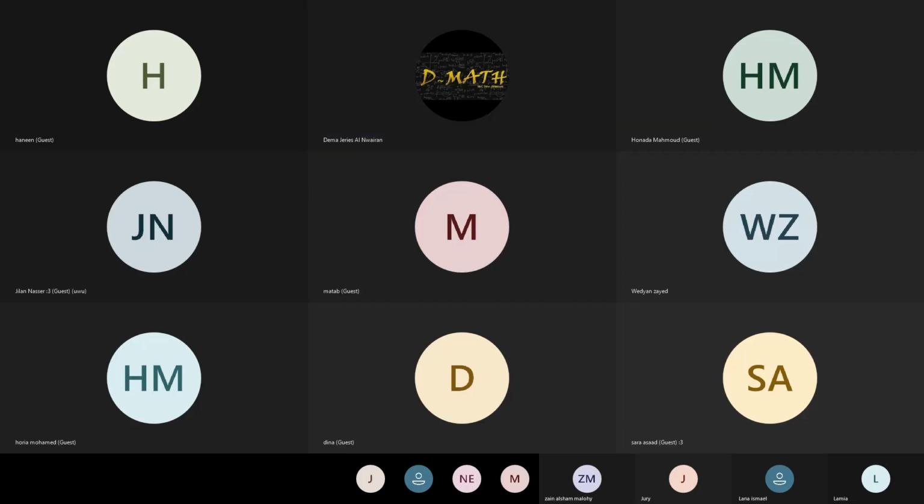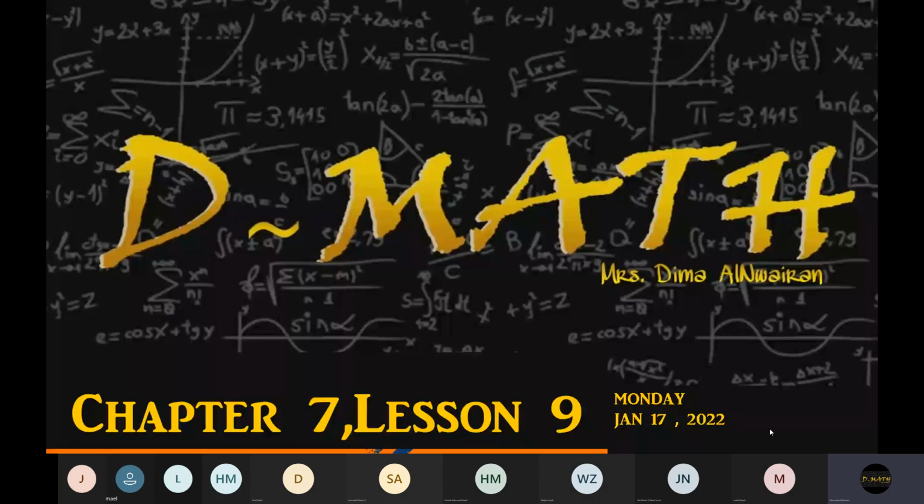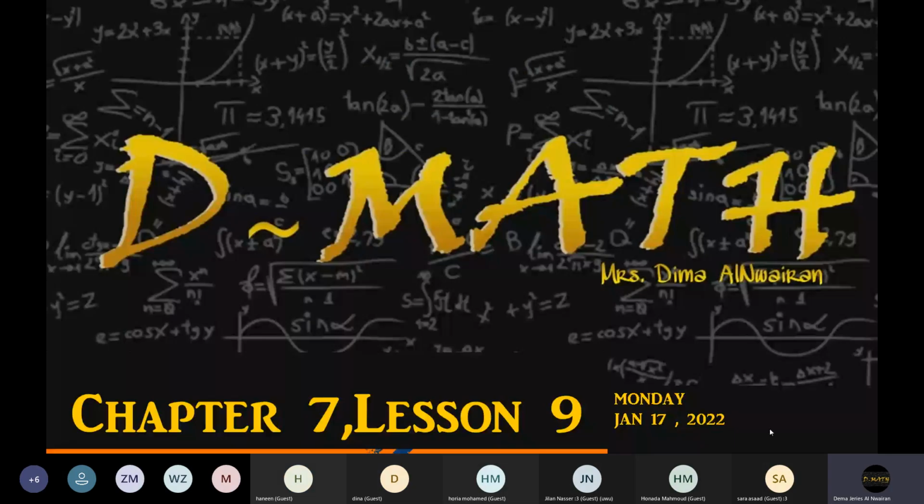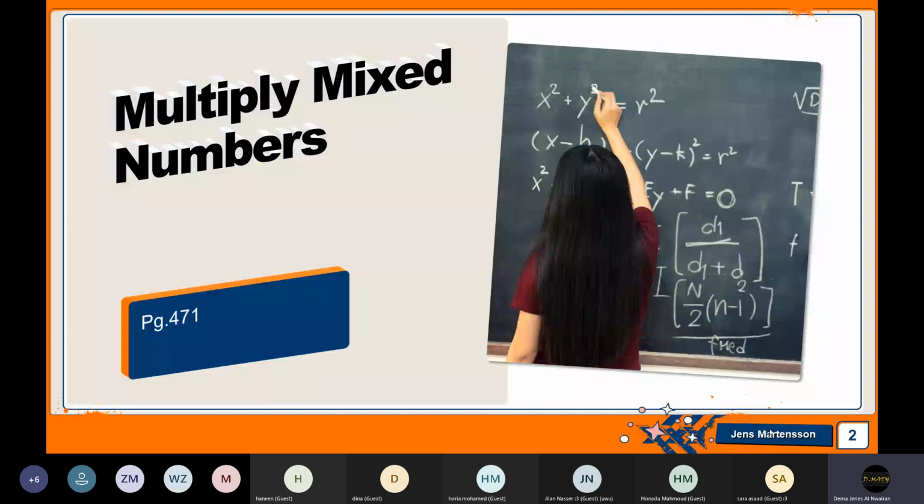Good morning. Today we're going to start with a new lesson, lesson 9 in chapter 7, which is about multiplying mixed numbers. In the previous lessons, we talked about how to multiply whole numbers with a fraction. We talked about how to multiply two fractions with each other. And today we're going to talk about how to multiply mixed numbers.